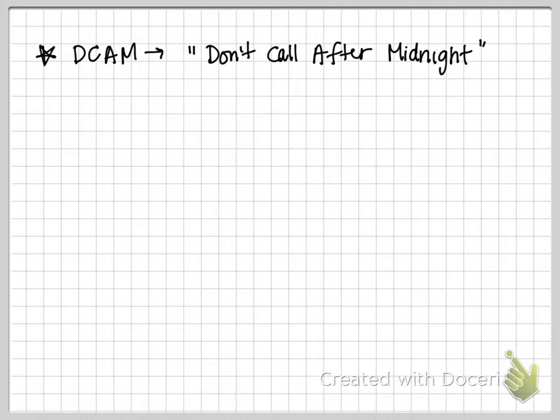Oh, okay. Interesting. So we're going to say don't call after midnight. This is for solving multi-step equations. What it stands for in terms of the math that we must do is this. Distribute, that's the D, don't. So first you distribute if you can. Next, combine like terms. That's the C. So distribute, then combine like terms.